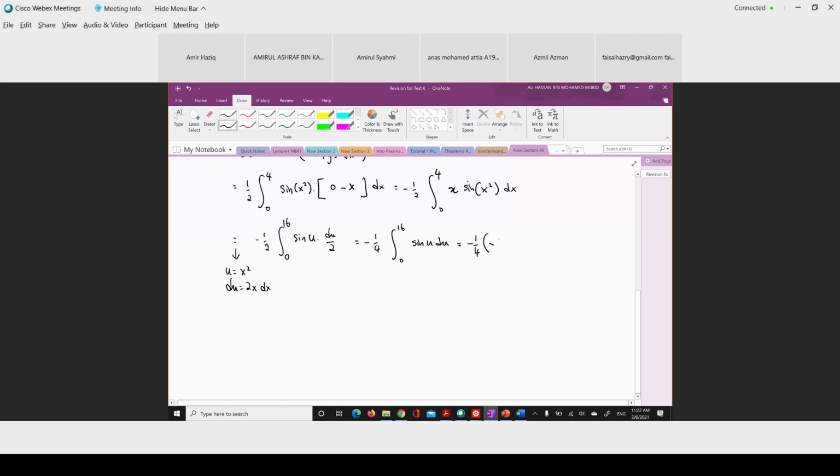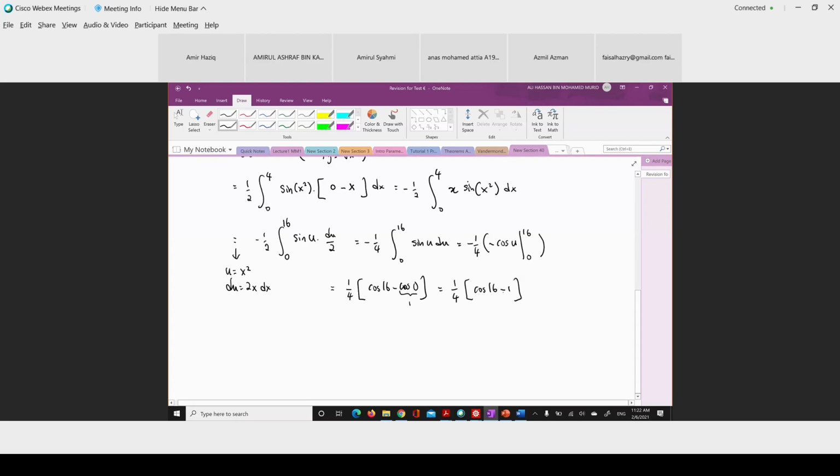You see, for example, the integral of sine u is minus cosine u, right? And u is between 0 and 16. So minus and minus give us plus. So that gives cosine 16 minus cosine 0, right? Cosine 0 is 1. So you can leave your answer in this form.